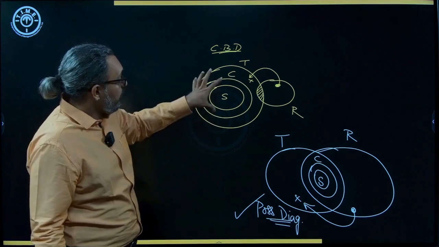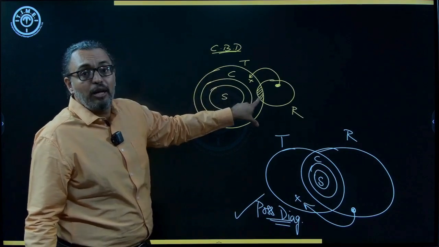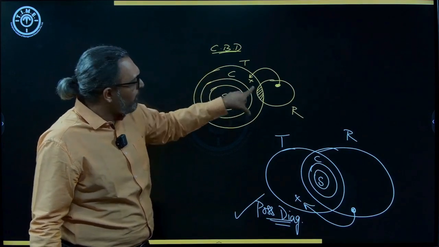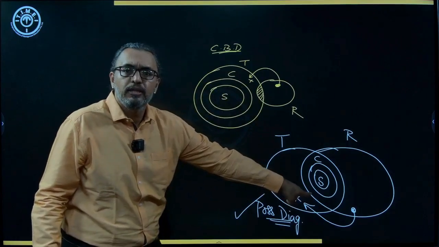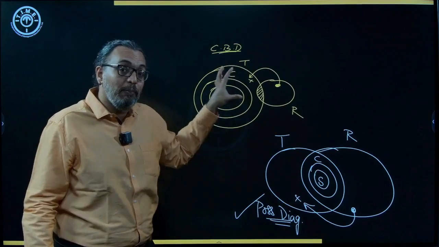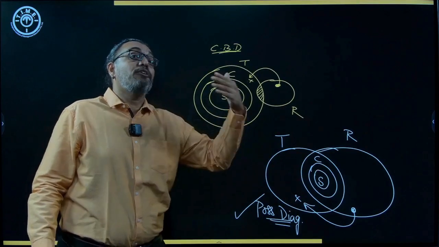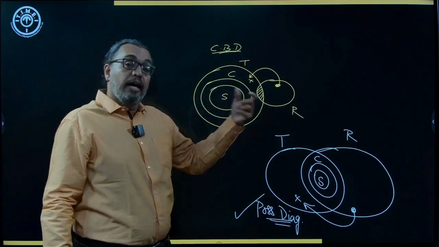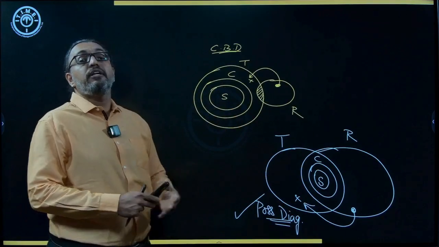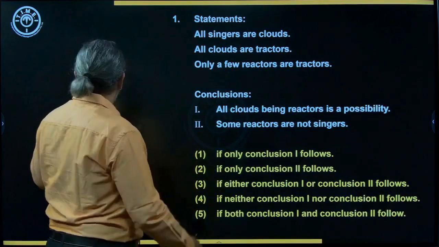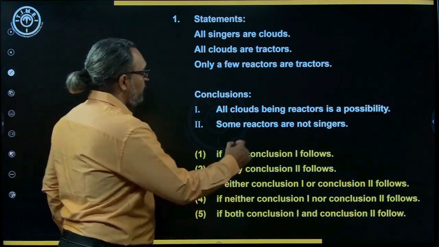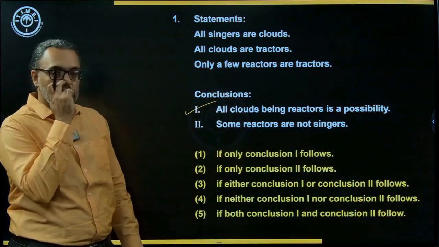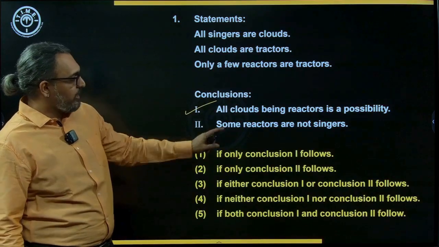Understood? Since there is already overlap between R and T, the complete C can also go inside. See, this is the proof. When you keep doing that in practice, draw it separately, and you can start visualizing it. You don't need to do it in the exam. You can take it, and yes, it is definitely possible. So, I can say conclusion 1 definitely follows. Now, we need to check the second one.